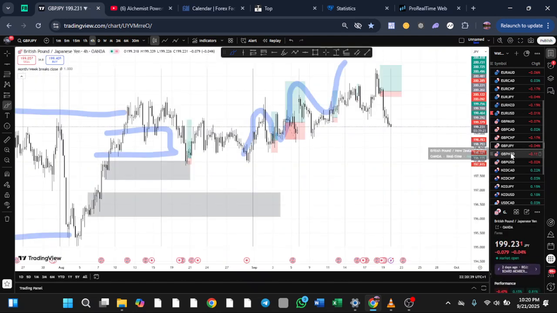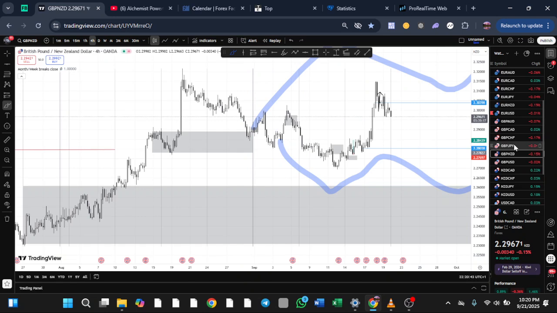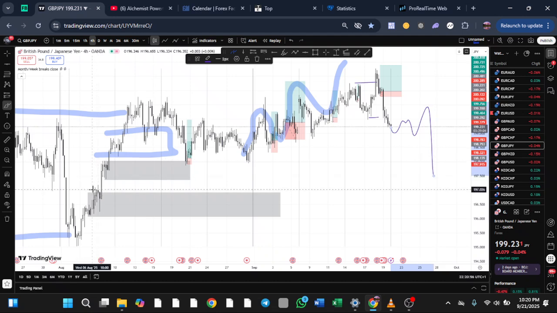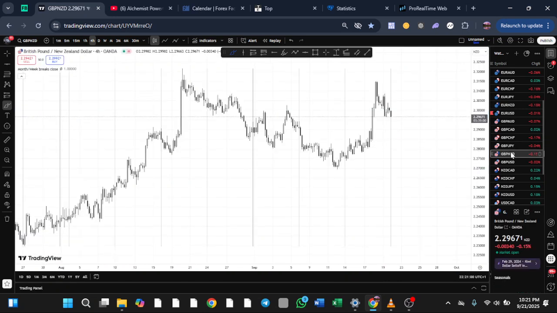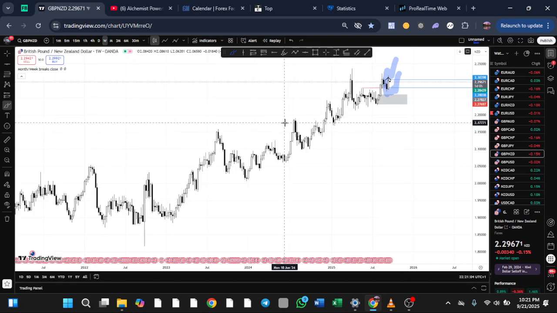Pound yen, it's not too clear as to where it will be heading, but note we have a break of structure on this time frame. So if we have a push here, we might end up at the 197 area. And then pound NZD on the weekly, it's bullish, right?